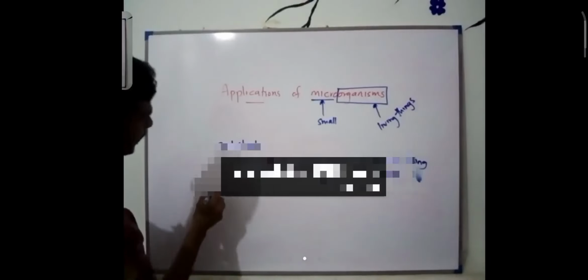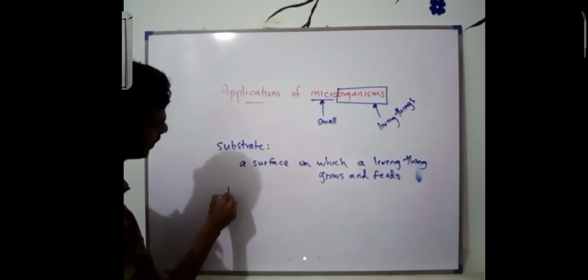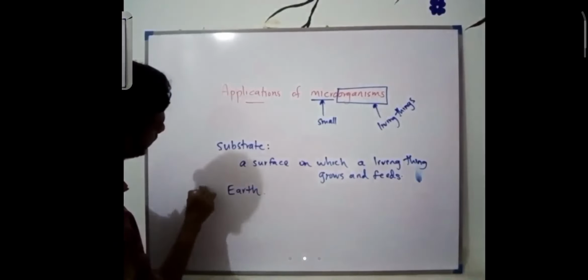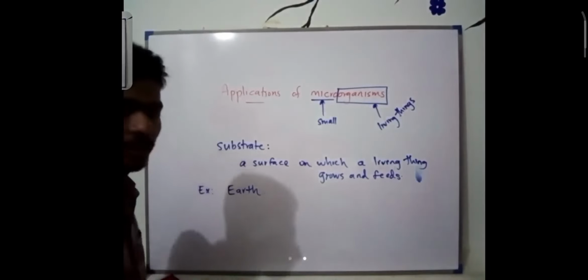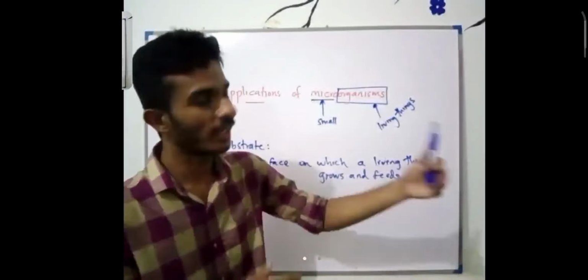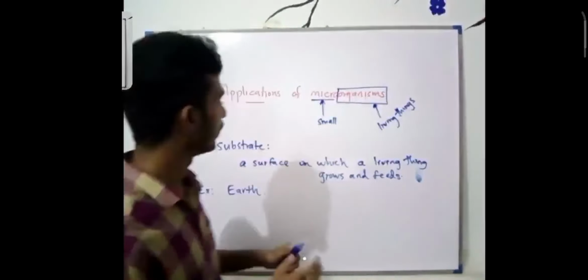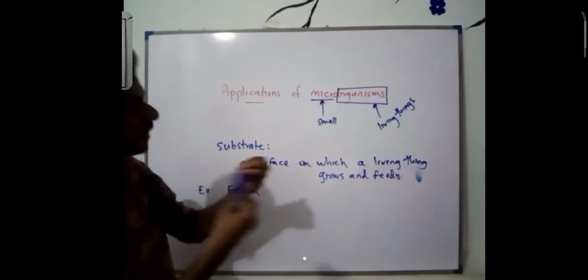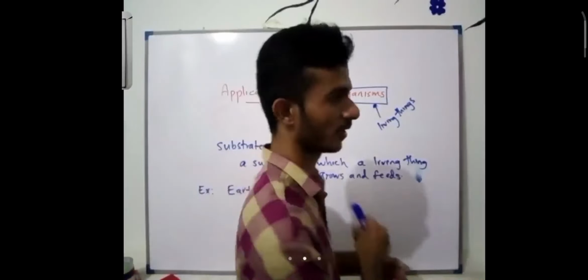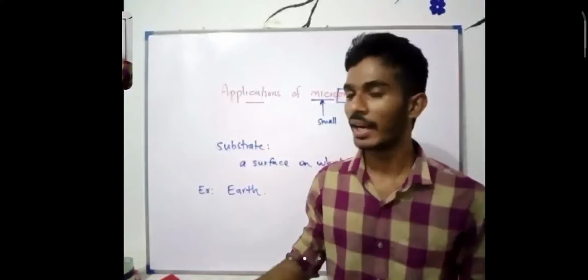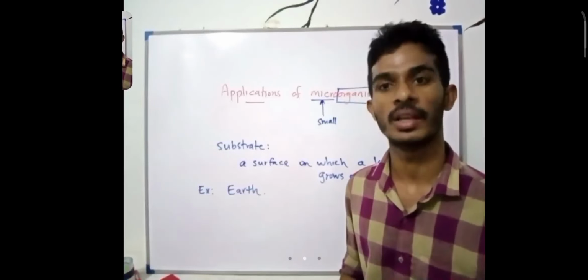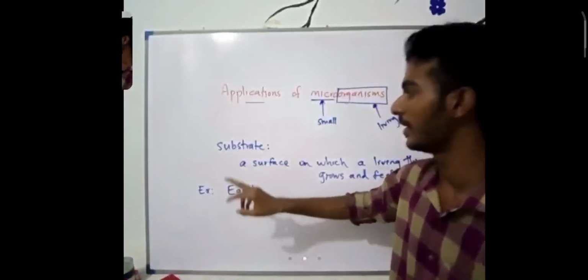You don't know, right? Now, a perfect example for substrate is our earth. Why? On our earth, we live, plants grow, animals live. So the earth provides a platform for living things to grow and feed. Plants absorb water and minerals from the soil. So it is a perfect example for substrate.